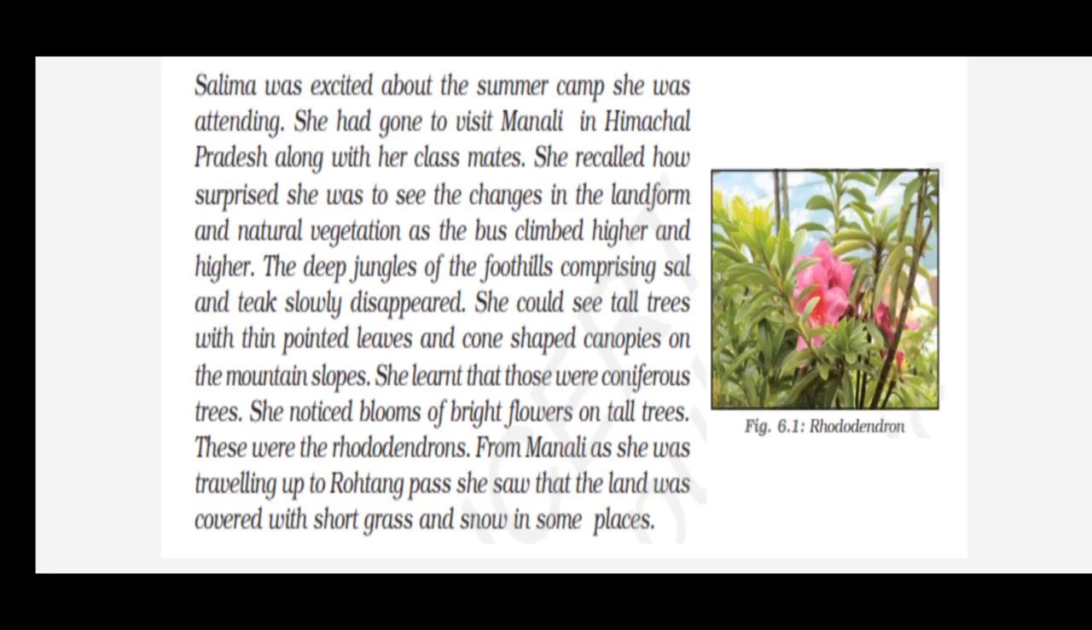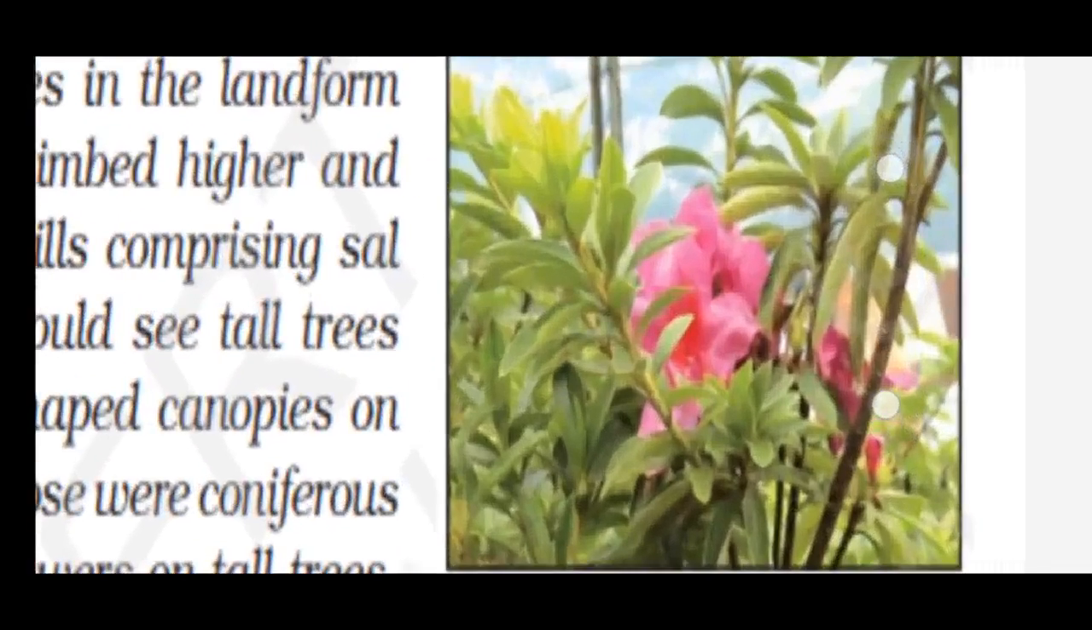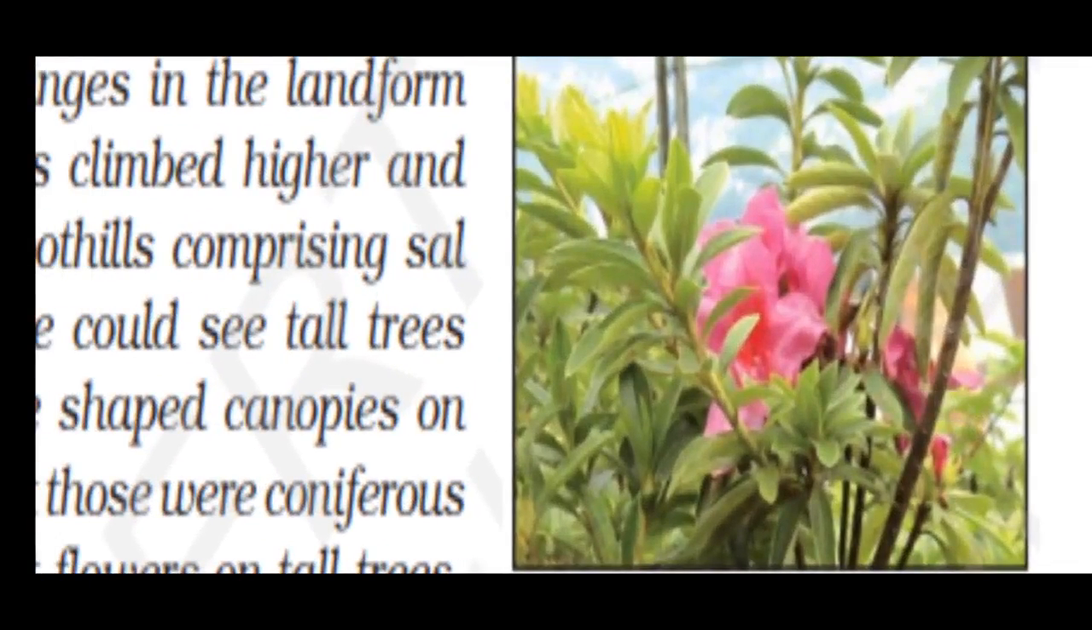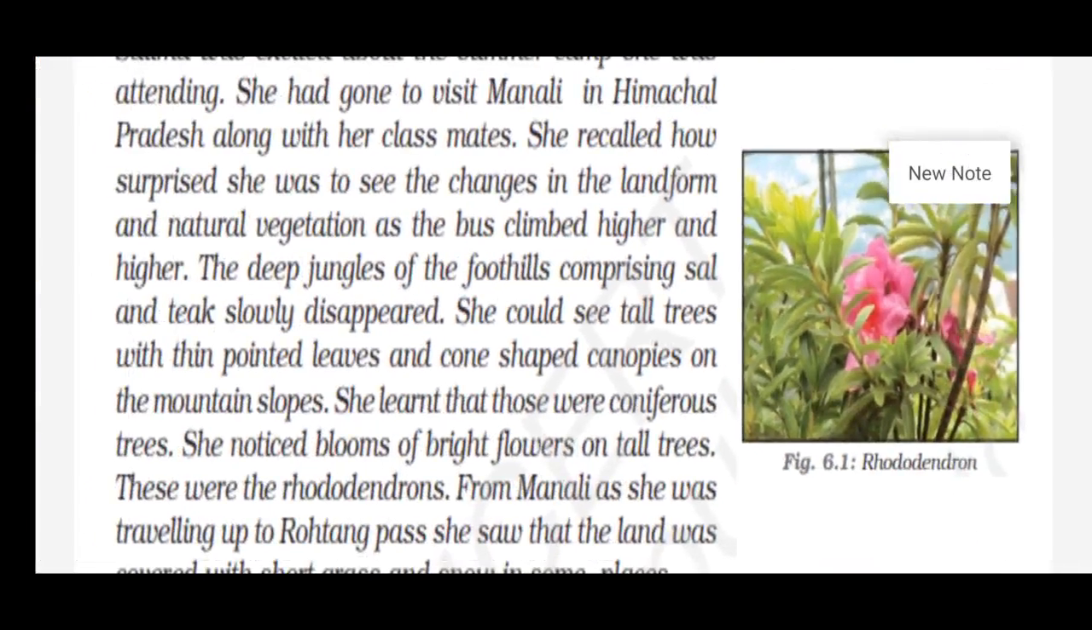Okay, she also noticed some bright flowers on tall trees, children. See here, you can see, these are called rhododendrons. These are called what, children? Rhododendron flowers. These are plentifully available on the Manali hills.